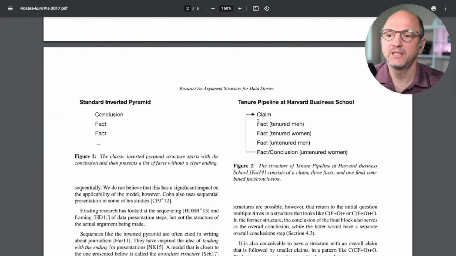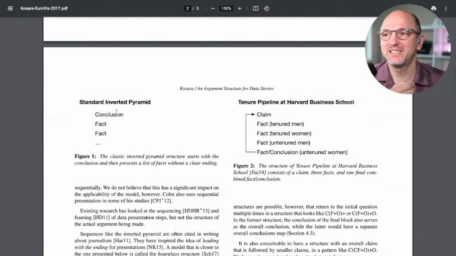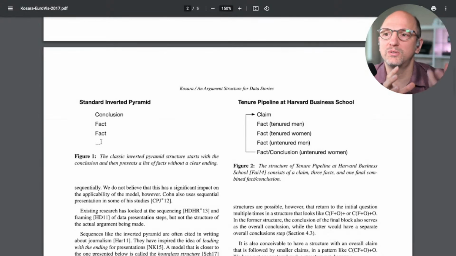But the structure I'm talking about, and this is the same example here, is that there's a claim, there are a number of facts being presented, and then there is a conclusion, and the conclusion has to tie back directly to the claim. It's kind of obvious that this is what you do, but it's just not very common for people to actually do it. What I'm trying to show here is what's called the inverted pyramid structure in journalism, where you talk about what your conclusion is first, and then you just present facts, but there's very little tying back to that conclusion.